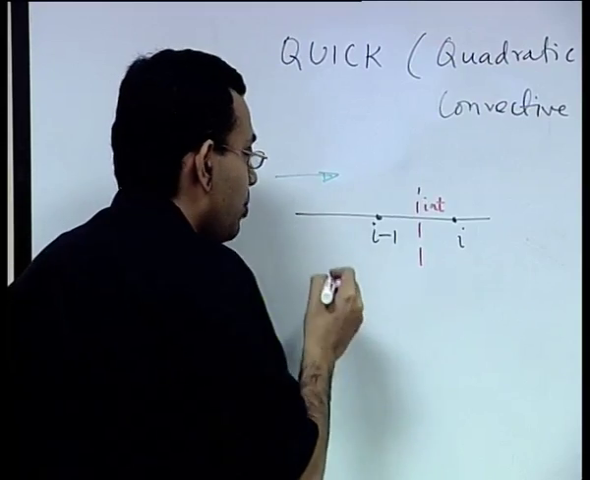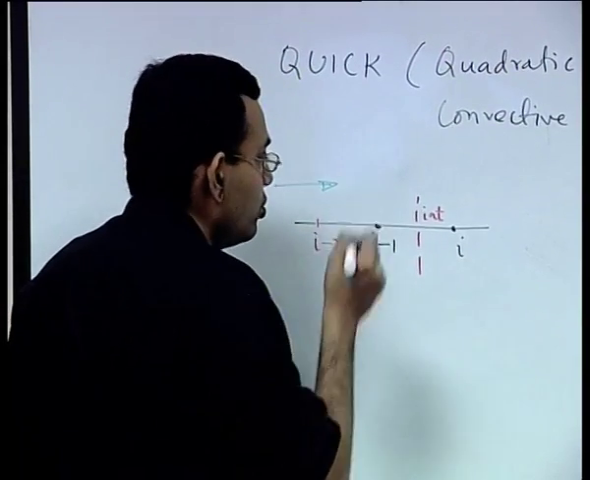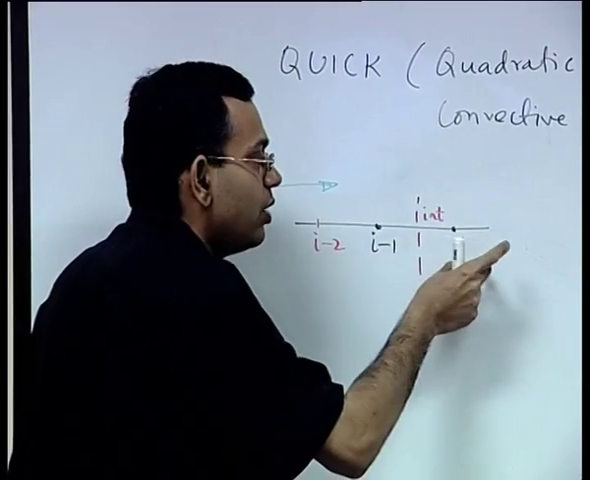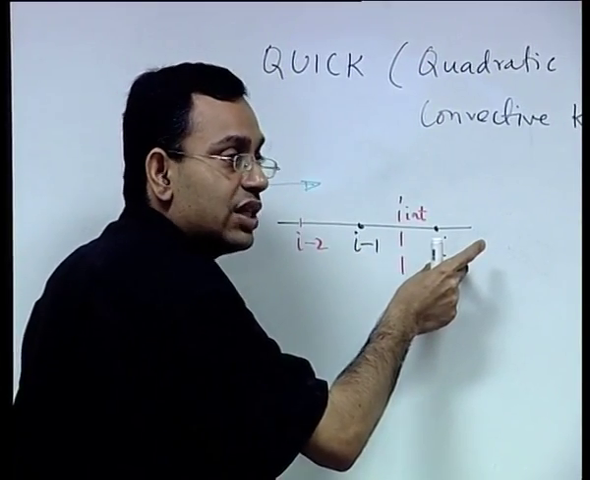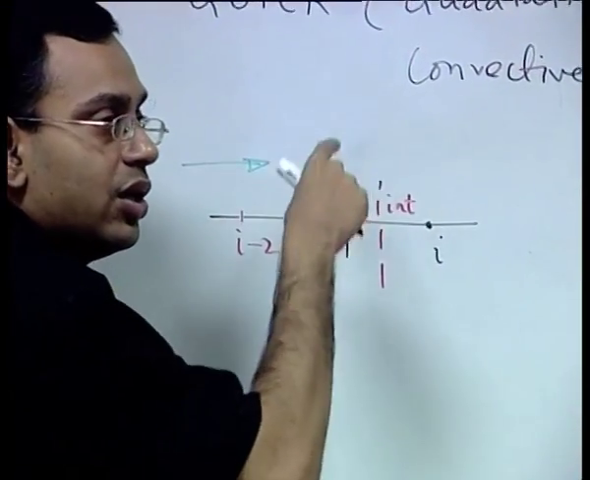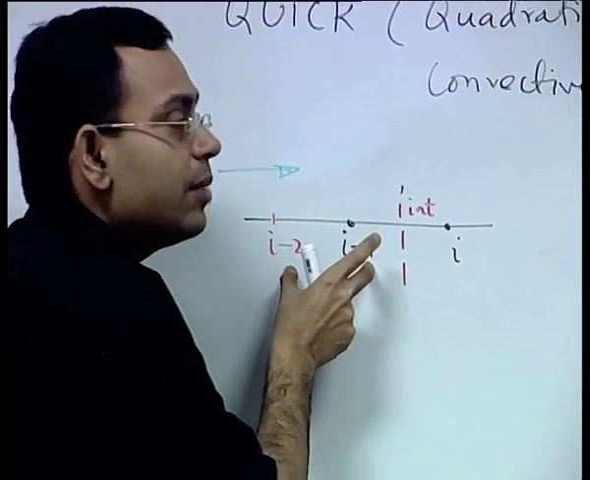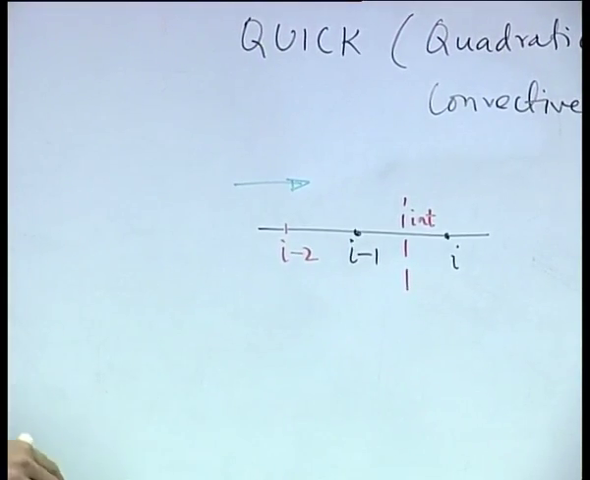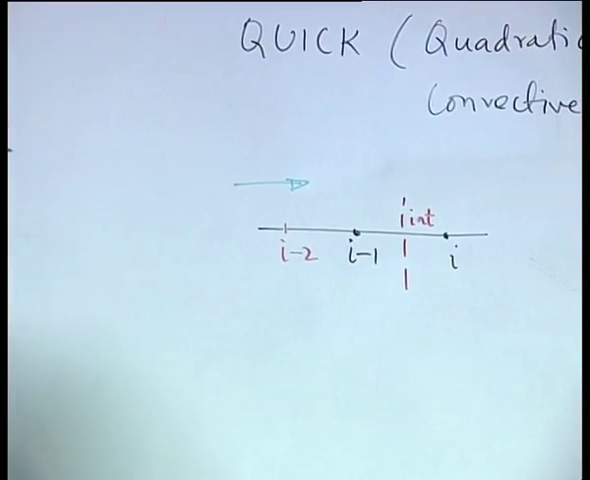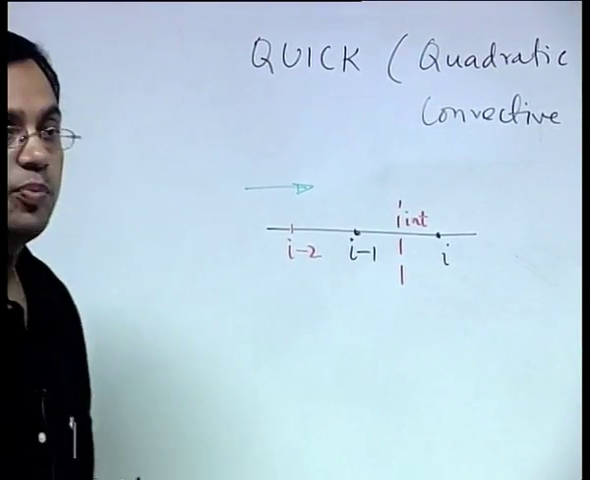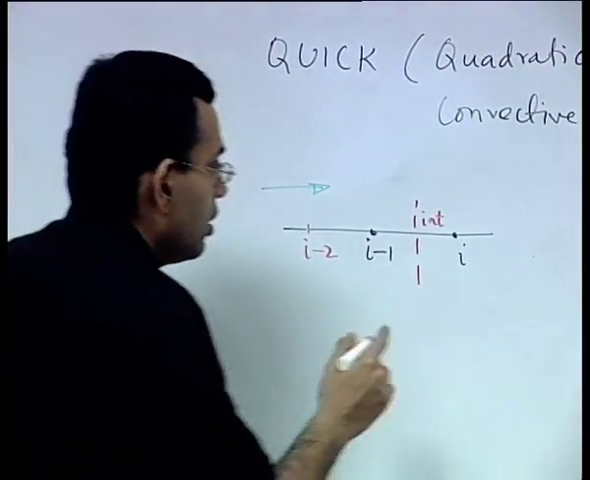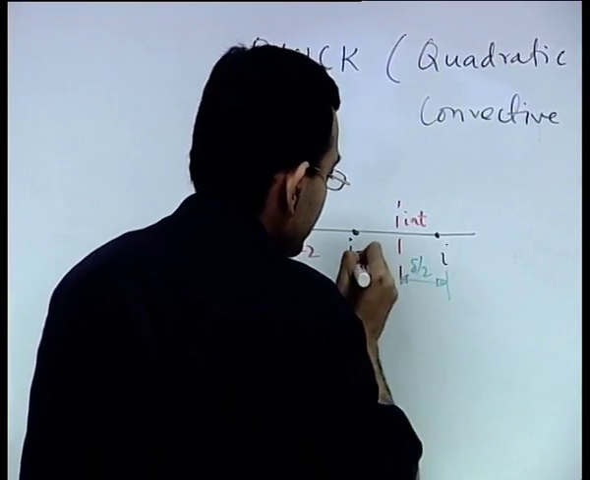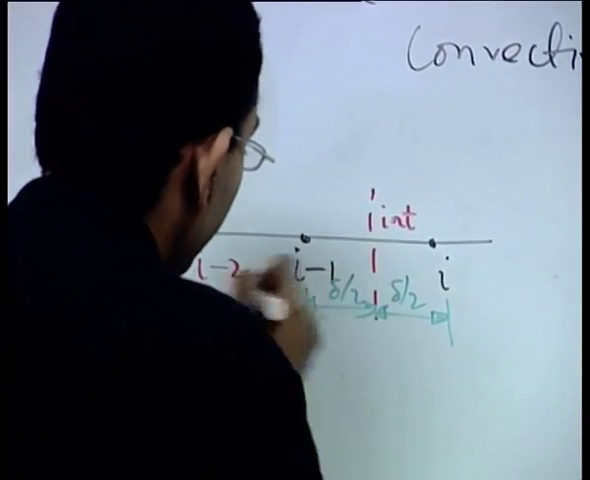So another grid point I minus 2 located upstream, so at the interface 2 grid points at the upstream end and 1 grid point at the downstream end, so that the scheme is capable of considering not just the upstream grid point effect but also the downstream grid point effect. So, it can be thought of as a sort of improvisation of the upwinding scheme or a higher order upwinding scheme, so to say. Now, let us say that this distance is delta by 2, this is delta by 2 and this is delta.